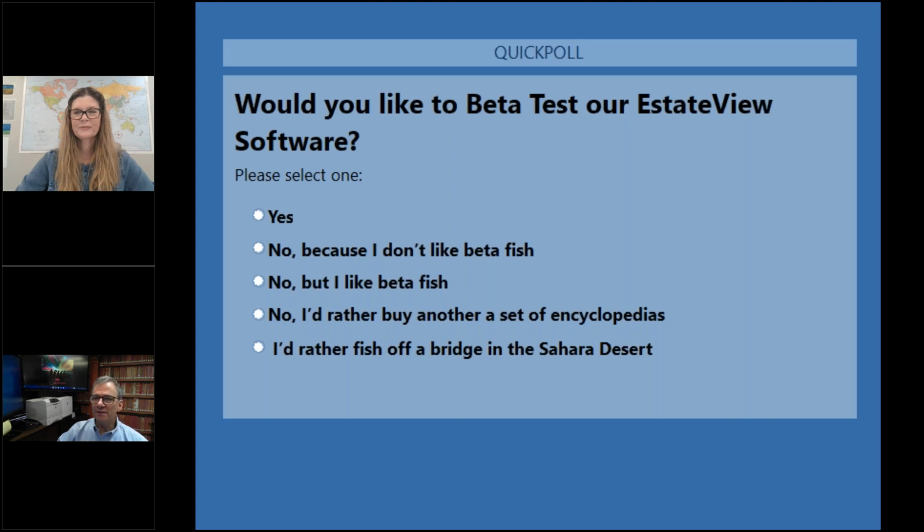Would you like to beta test our Estate View software? A, yes. B, no, because I don't like beta fish. C, no, but I do like beta fish. D, I'd rather buy another set of encyclopedias. Or E, I'd rather fish off a bridge in the Sahara Desert.